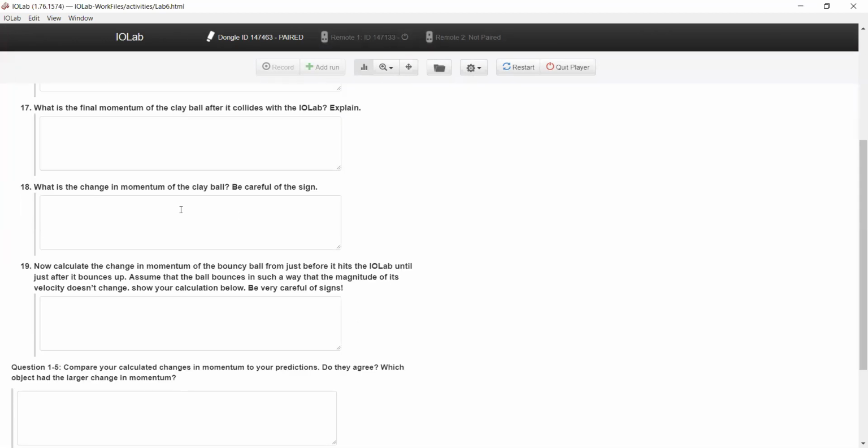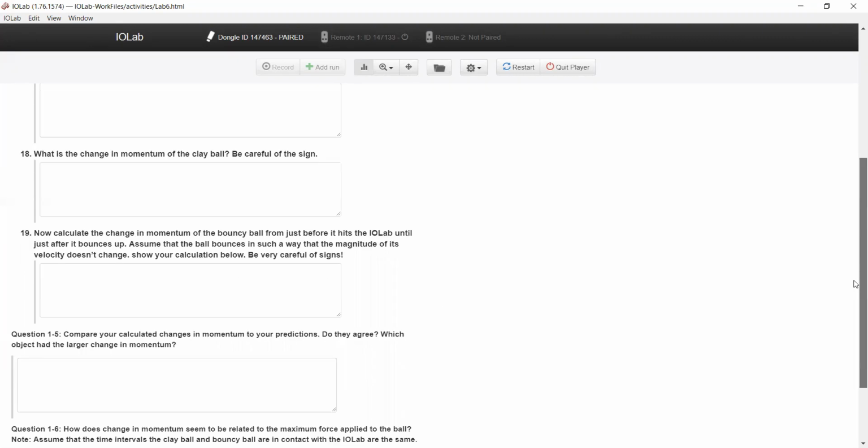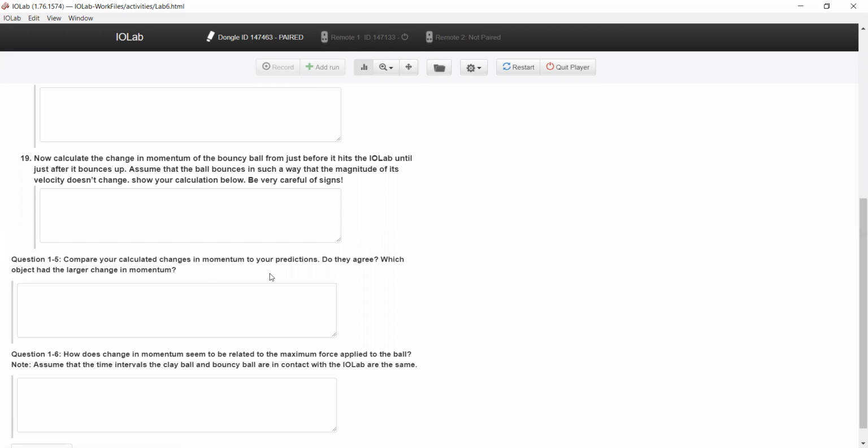In the same part, what is the change in momentum of the clay ball? Final minus initial, so you will have 0 minus whatever initial momentum you have. And the same here: while coming down, you use the same equation, v equals square root of 2gh, but use a minus sign for the initial velocity, since it's coming down and we are taking upward as the positive direction. While going up, you keep the positive sign for the final velocity. Then compare the calculated change in momentum to your prediction. You can see, based on what you predicted, which will have the higher momentum, from the previous slide.